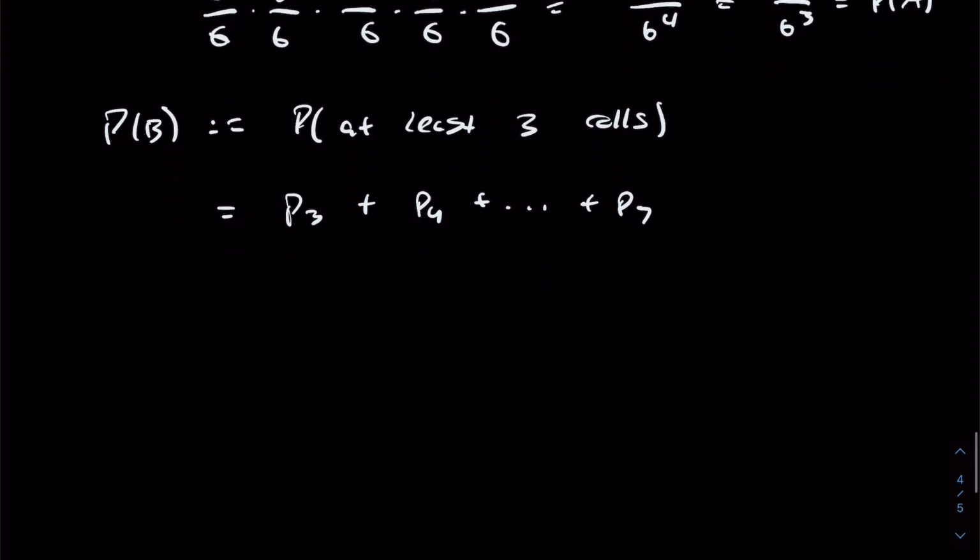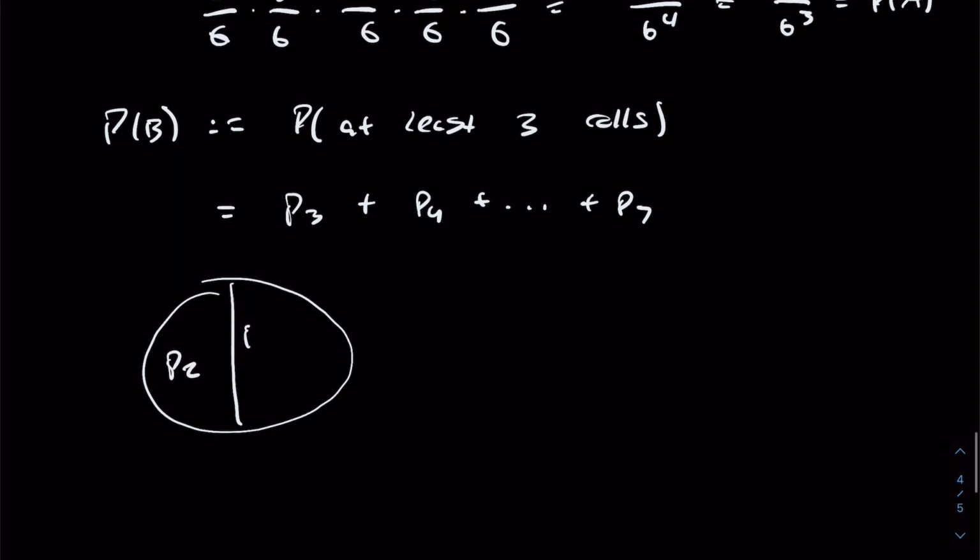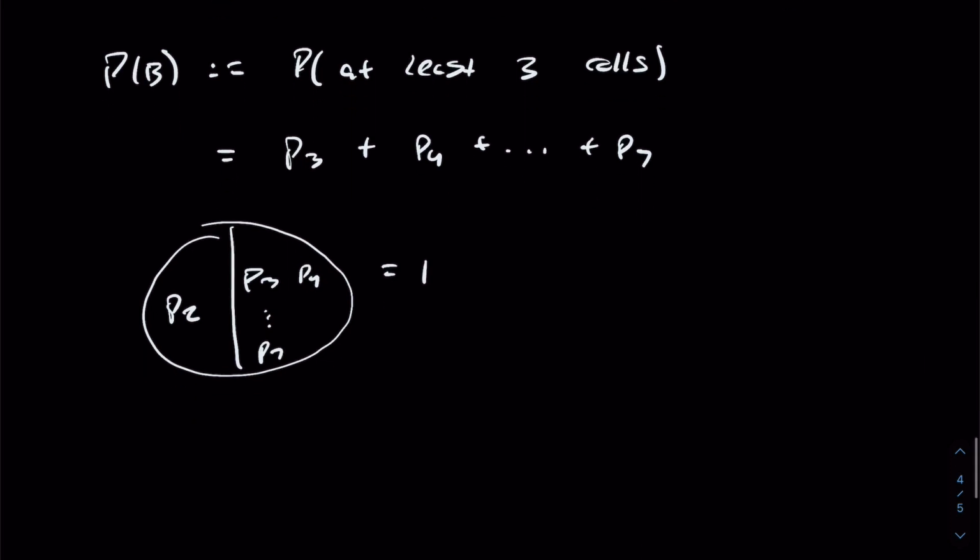we use the complement rule, simply because the entire outcome space is clearly divided into P sub 2 taking exactly 2 rolls, and P sub 3, P sub 4, all the way up to P sub 7. And the total sum of these events is 1. As a result, this expression that we're looking to compute is equal to 1 minus, right here, P sub 2. And P sub 2 we can calculate very easily.